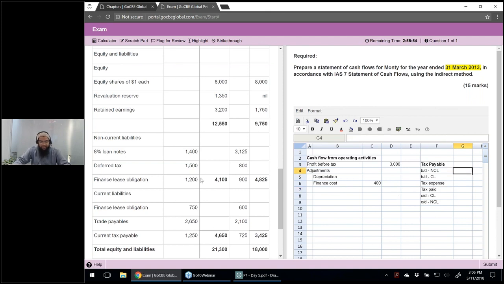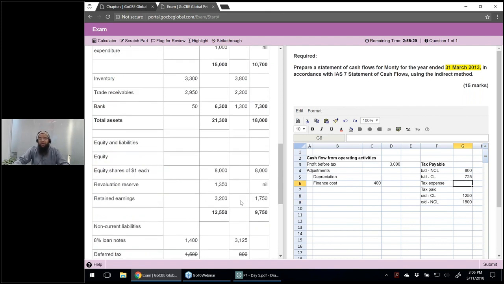So if I enter the non-current liability brought down, it was 800. So I'm going to strike through this. And the carried down was 1500. Again, strike through to remember that we have incorporated it. Current tax payable was 725, which is going to be the brought down, and the carried down is going to be 1250, and the tax expense from the P&L was actually 1000.